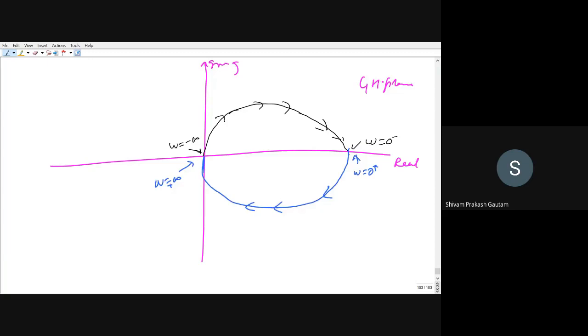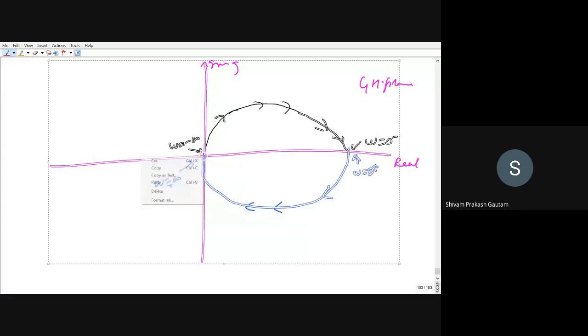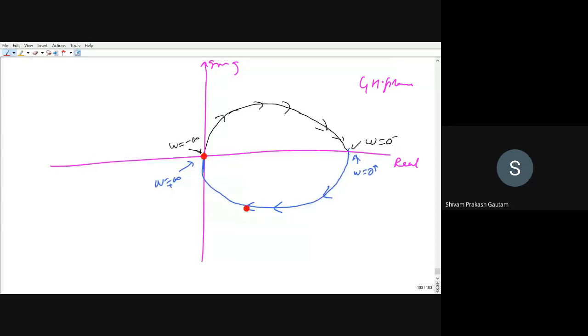The third plot, the third mapping, is for the semicircle, and the magnitude that we are getting is at the center, at the dead center. So center means this is the magnitude. Center means this is the center. So this is the complete polar Nyquist plot of the given problem.